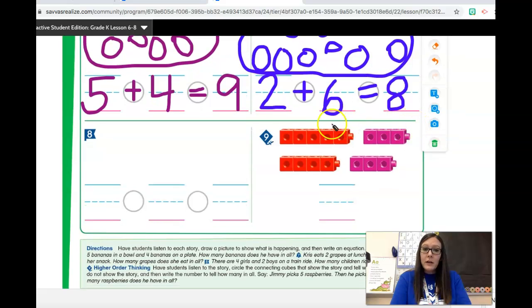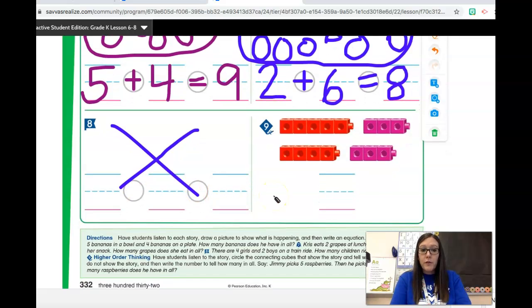All right, I want to take a look at number 9 kite. We're going to skip number 8 flag. You can write an X on it if you want, or just leave it blank. Let's listen to the math story for this one. Number 9, Kite. I want you to listen to the story, then draw a circle around the connecting cubes that match the story, and then tell why. We're going to write the number for how many there are in all. Listen to the math story.